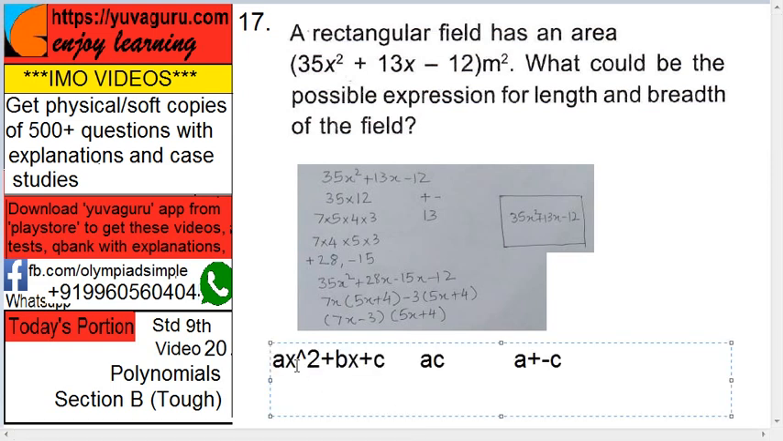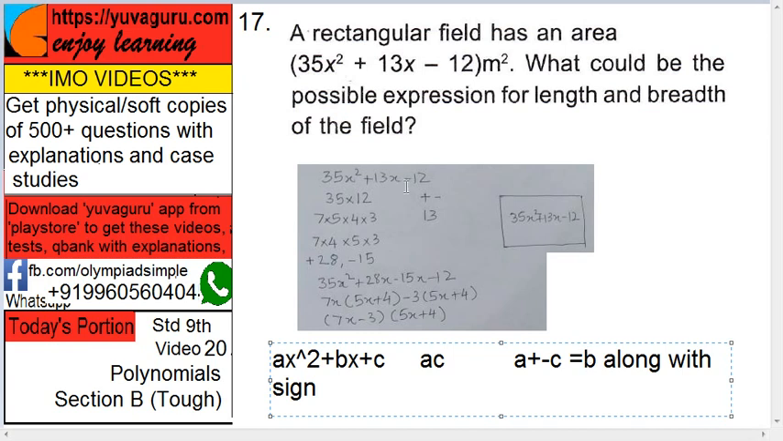For solving ax² + bx + c, what we have to do is find AC, meaning a into c, and find such factors of this AC so that a plus or minus c will be equal to b along with sign. That is important, because if it's plus b, it should be plus b. If it's minus b, it should be minus b.